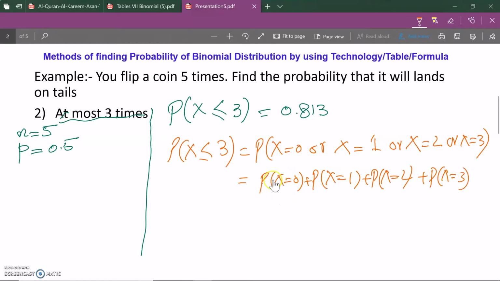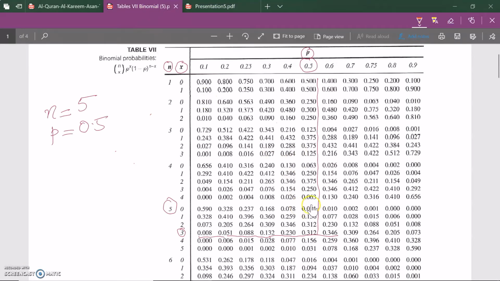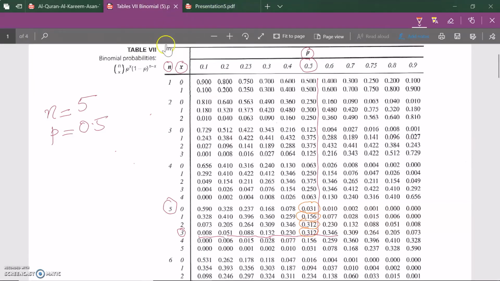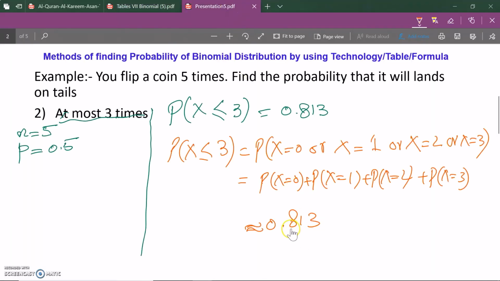Now we can use the table and plug in the values. And where are the values? The values are here. This is the probability when x is equal to 0. This is the probability when x is equal to 1. This is the probability when x is equal to 2. This is the probability when x is equal to 3. If you add all these values, and you have to believe me, this will turn out to be approximately 0.813. So if you add all these probabilities, the answer will come out to be 0.813. I hope you understand this computation.